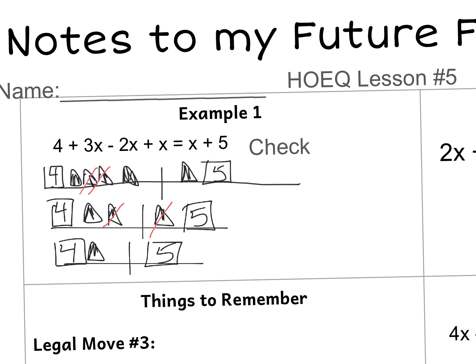And then the other legal move we talked about is taking, for example, that 5, and we can break that apart where it would actually be 4 and 1. And now I can take a 4 away from both sides, and so my triangle is equal to 1.